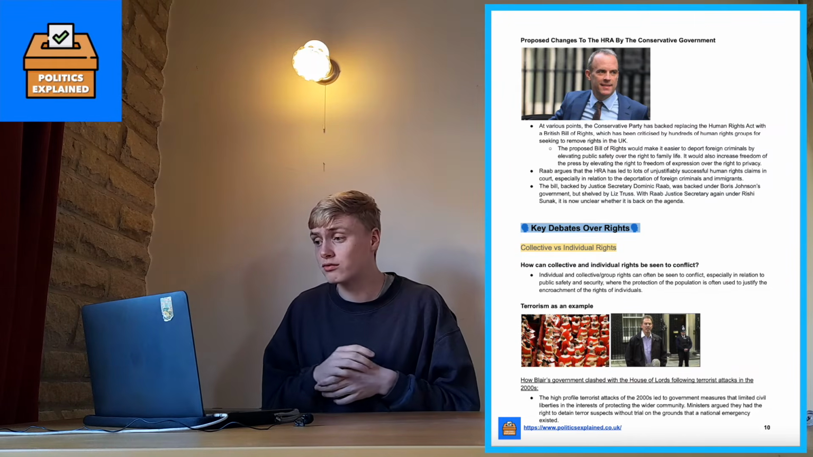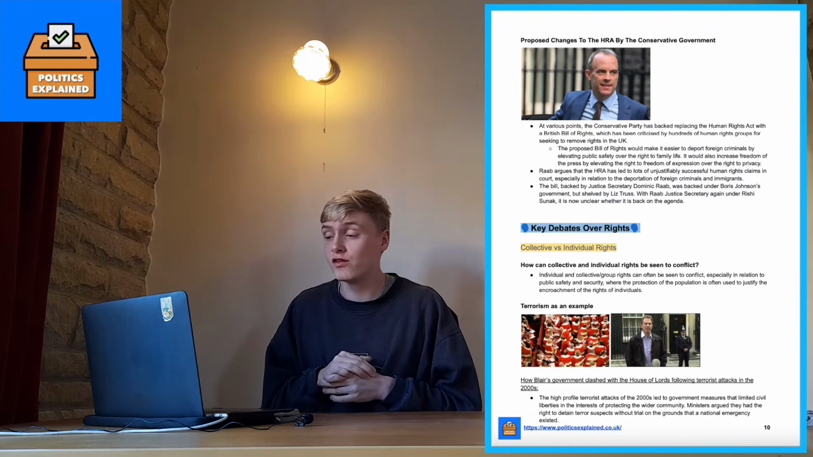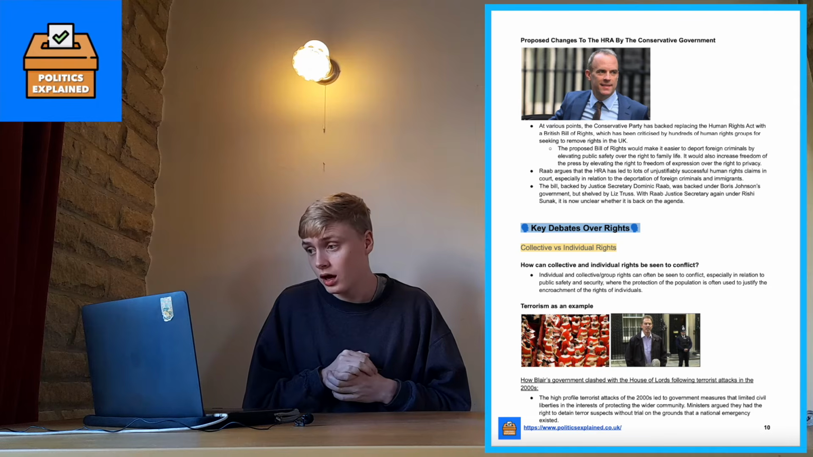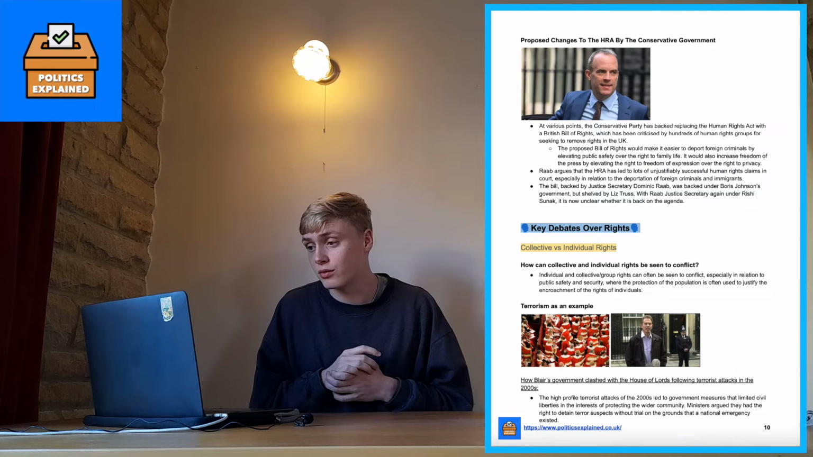So the proposed Bill of Rights would make it easier to deport foreign criminals by elevating public safety over the right to family life. It would also increase freedom of the press by elevating the right to freedom of expression over the right to privacy.